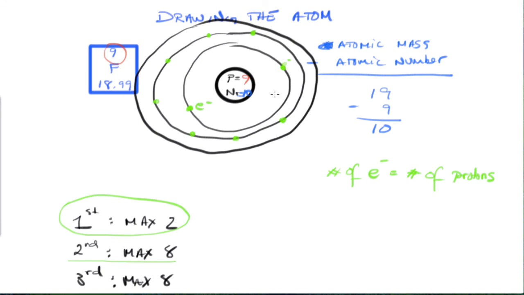And those are the 7 electrons, which means I don't need to draw the third ring, the third orbit, because it's empty. There is no third orbit. And so this is how we draw an atom, and in this case here, the fluorine atom.